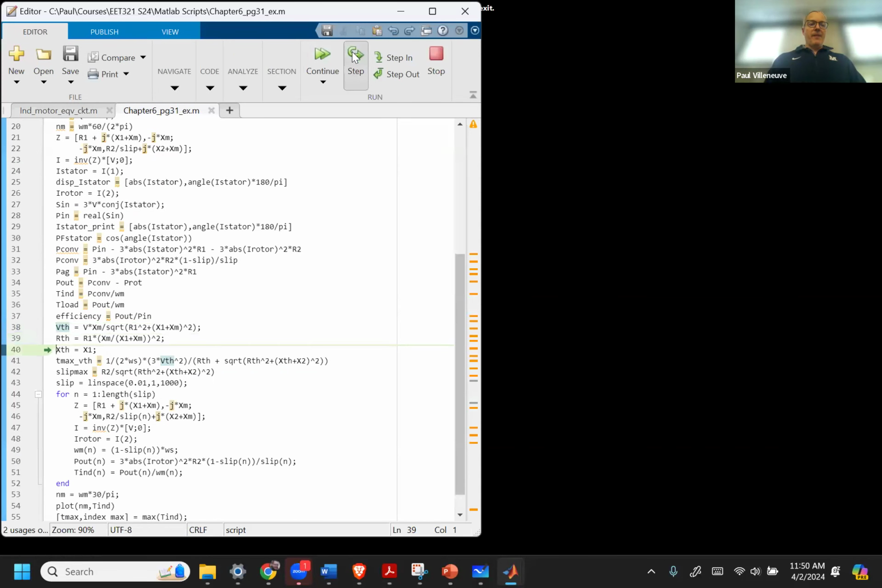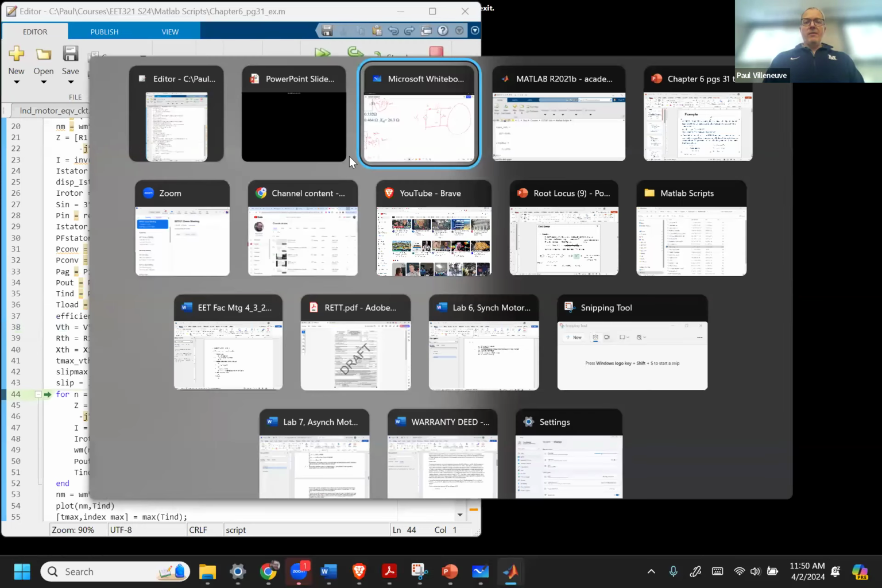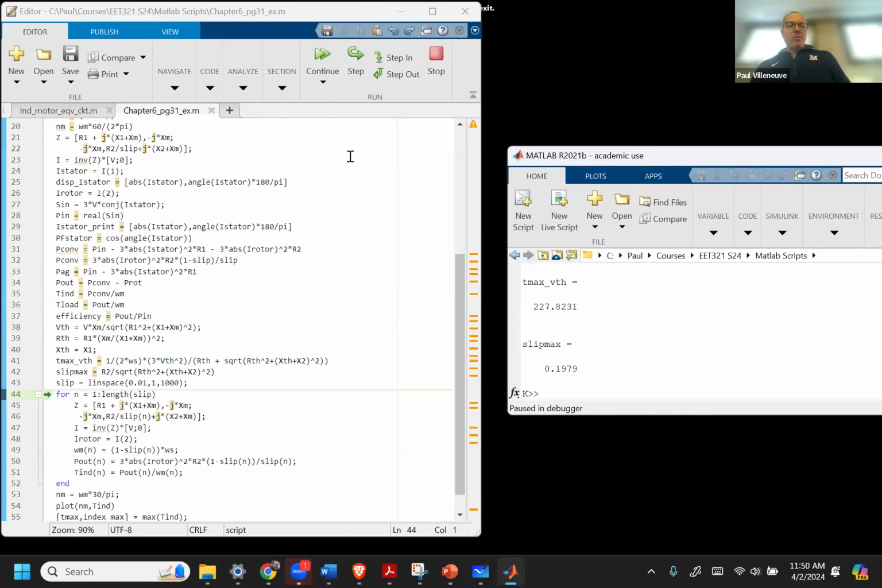So we're going to step. Oop, sorry, wrong one. Now I have all these parameters, and I've got my maximum torque, which I can calculate. And where that max torque occurs is based on that slip. Okay, so I can put out about 228 Newton meters of torque when the slip is about 0.2.